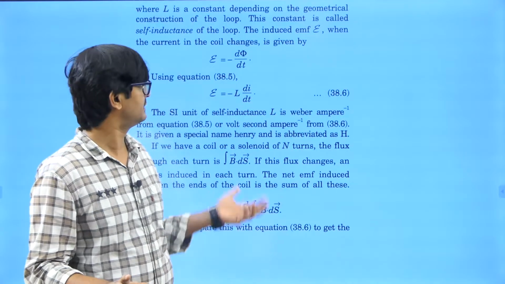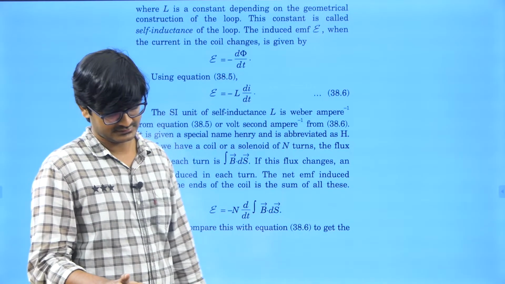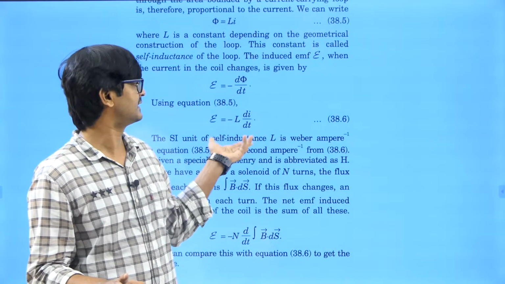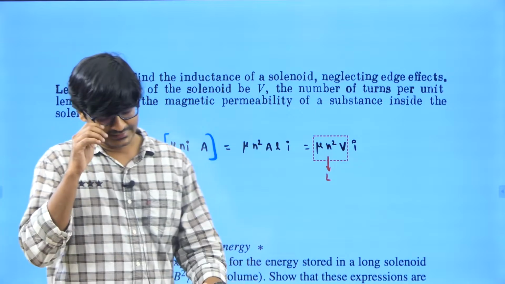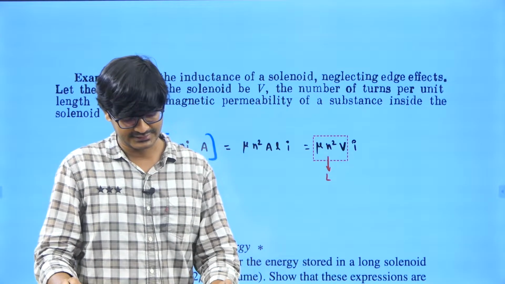If you want to find the EMF, then it is the rate of change of flux, L di by dt. If there is one loop, it is that much. If there are n loops, you need to multiply with n. So the first question is: find the inductance of a solenoid, neglecting the edge effects.